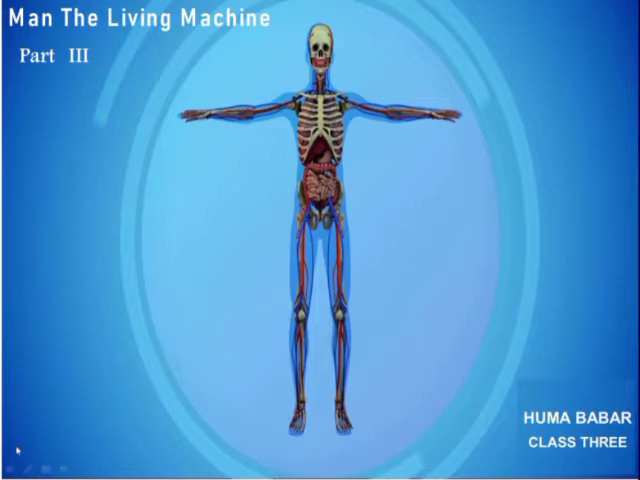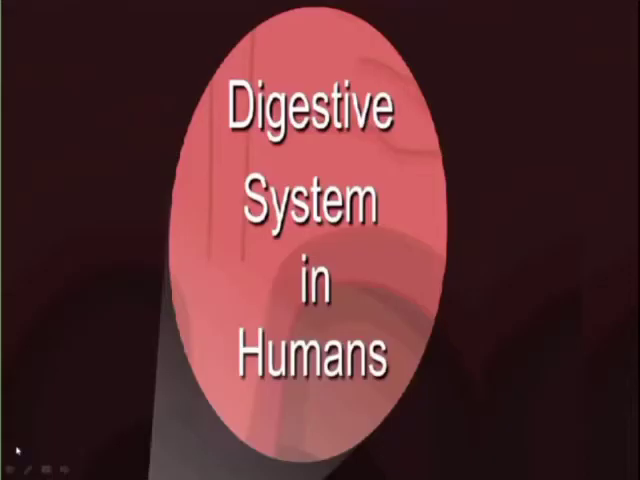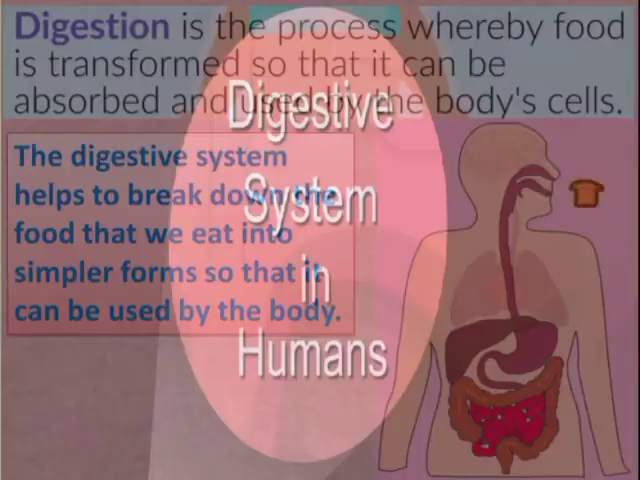This is class 3. Our topic is Man the Living Machine, part 3. Dear students, have you wondered where your food goes when you eat? Today we are going to take a ride inside the digestive system. Without further ado, let's trace the path of the food when it enters the human body.